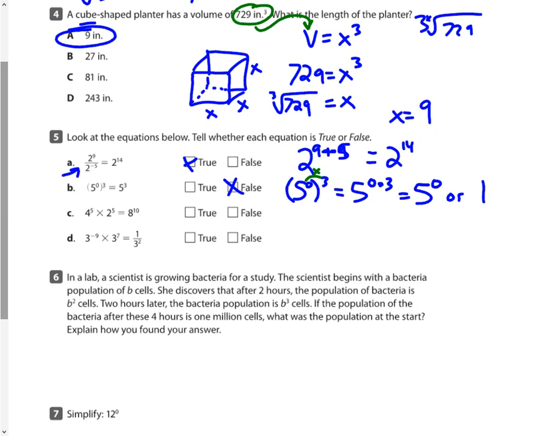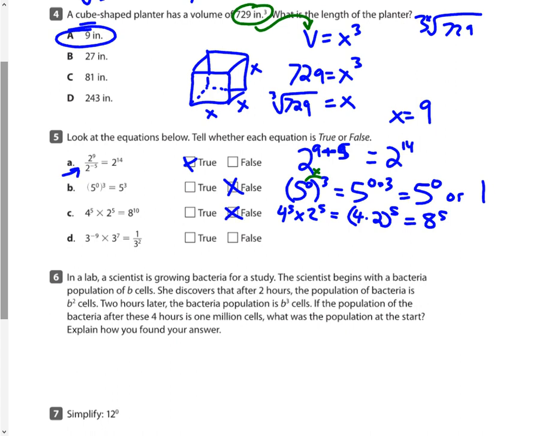All right, let's look at C. We've got to simplify the left side again. 4 to the 5th times 2 to the 5th power. This is that no-name property that we dealt with, where they have the same exponent but not the same base. So if we want to simplify that one, we can multiply the two bases together and keep the exponent. So that ends up being 8 to the 5th power, and that is not true. They said 8 to the 10th power.